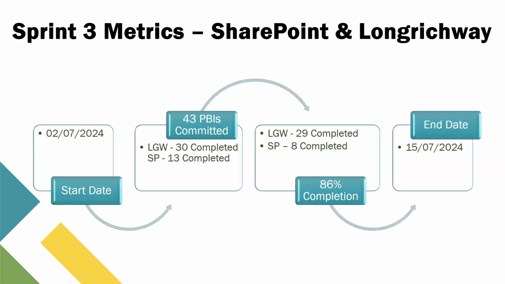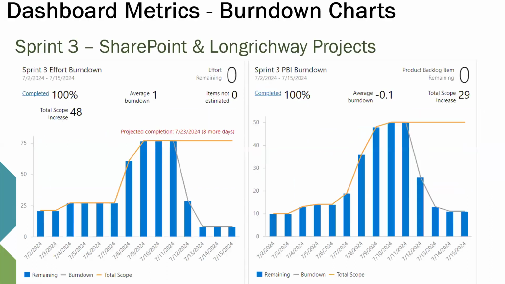Then we went to sprint 3. This is when we added the Long Reach Way project to the SharePoint. So we committed 43 PBIs, 86% completion, and the end dates. These are the details there. Then we have the metrics, 100% completion as well. Our PBI burn down was negative.